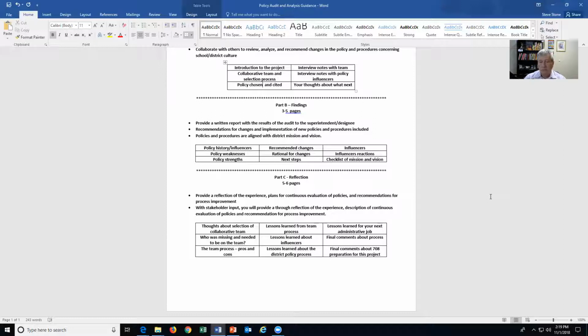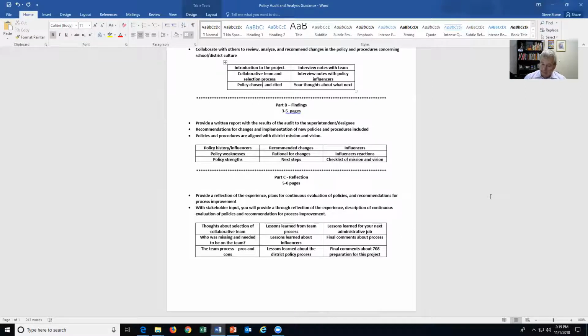The next paragraph is your final comments about the process, how it all came together, kind of what you learned. And then the final one is how did 708 help you or not help you prepare to do this project, but more importantly, to prepare to understand how policies work and the influencers and the process.